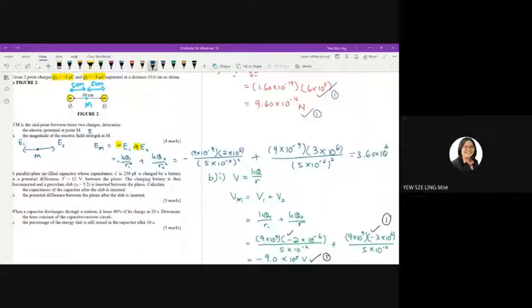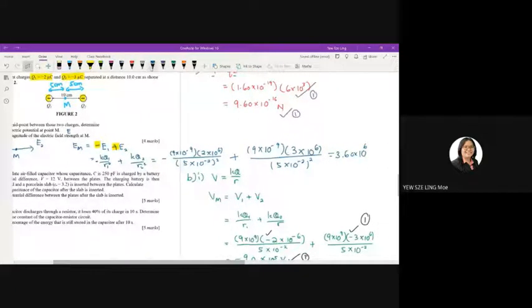And then what is the unit? Now the unit, either you write it as V m negative 1 or you can write it as N C negative 1. Both are accepted. Both of them are units belonging to electric field.